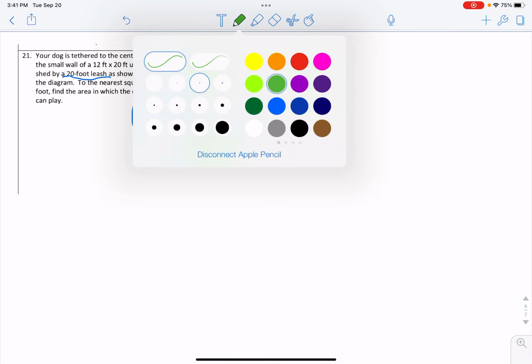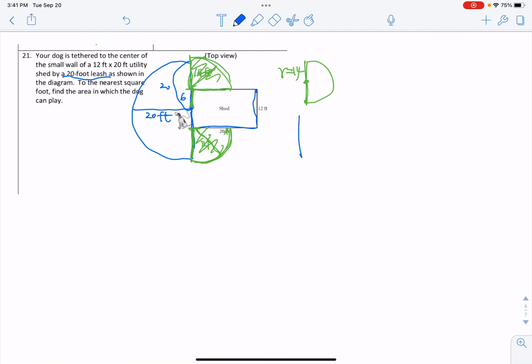The blue one will also be half of the circle with the radius of 20. So we're going to find those two parts of the area of circle and add them together. That's the area in which the dog can play. So half of the pi r squared plus half of the pi 14 squared.